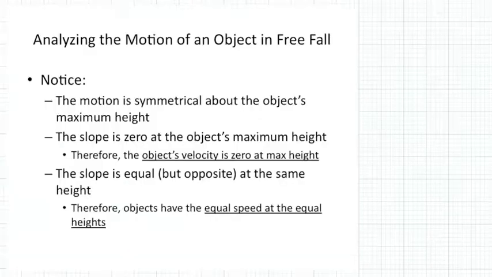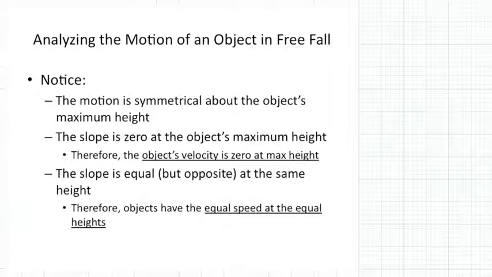All right, let's go on. So looking at the motion of an object in free fall, there's a couple things that we can assume, or that we can at least pick out and say, okay, this is going to be the same every time, and that is the motion is symmetrical around the object's maximum height.